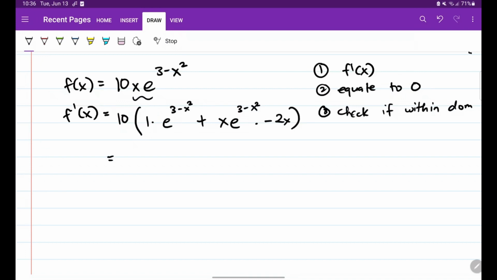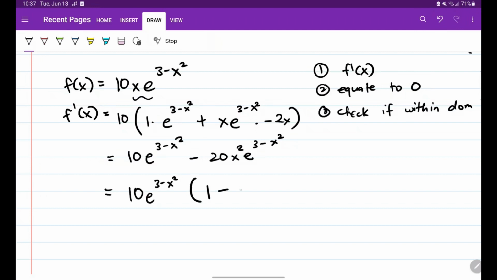And let's simplify. So this will become 10 e to the 3 minus x squared minus 20 x squared e to the 3 minus x squared. Okay, so let's just factor out things. So 10 e to the 3 minus x squared, times 1 minus 2x squared. Okay, so we have now gotten f prime of x.